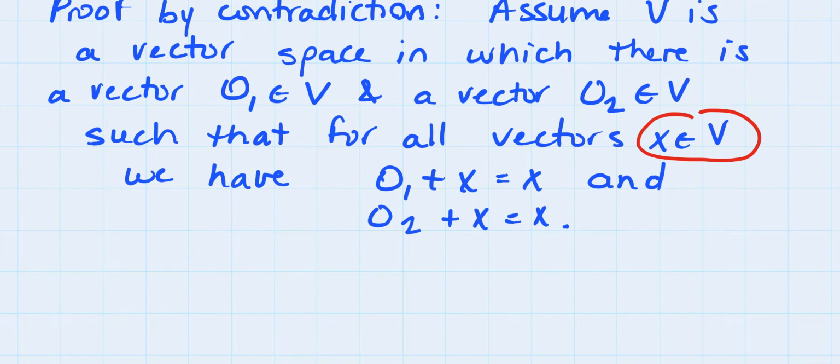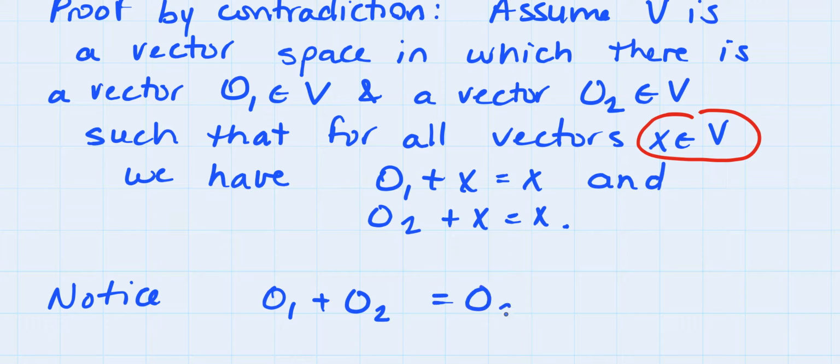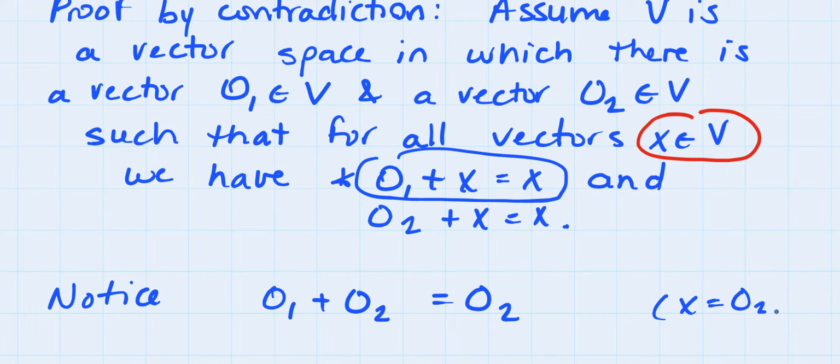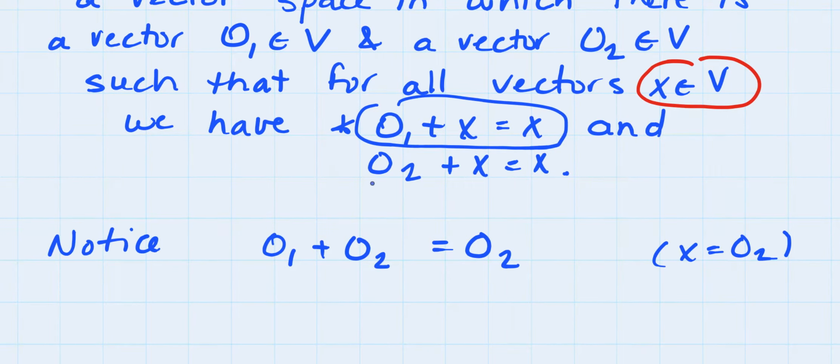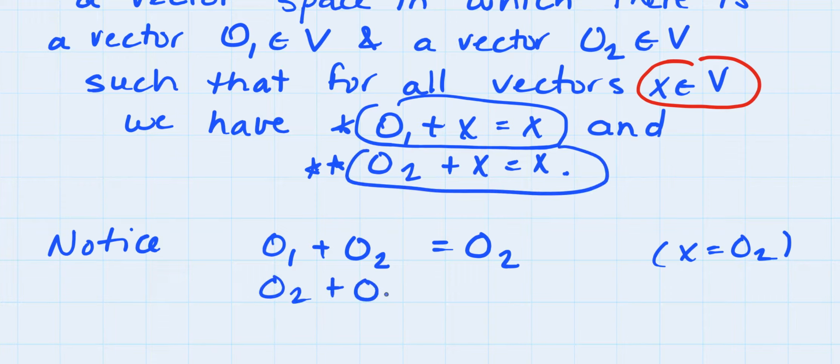So notice 0 sub 1 plus 0 sub 2 is equal to 0 sub 2 by this first property here, where I'm letting x equal 0 sub 2. But at the same time, using the second property, we have 0 sub 2 plus 0 sub 1 is equal to 0 sub 1. So this is when x is equal to 0 sub 1.